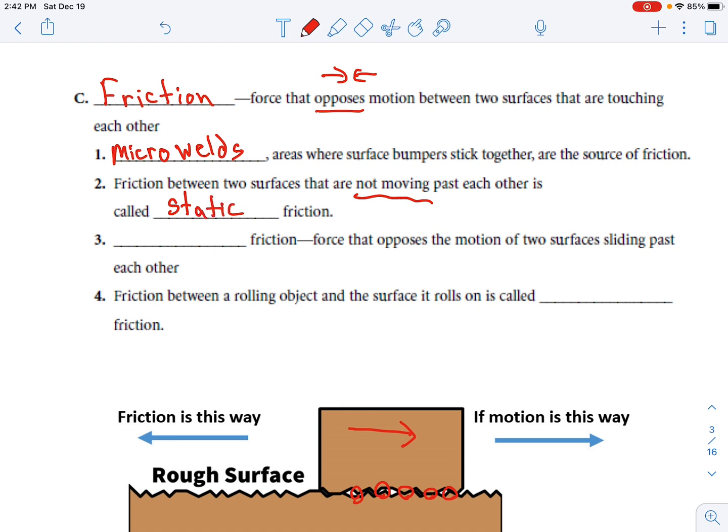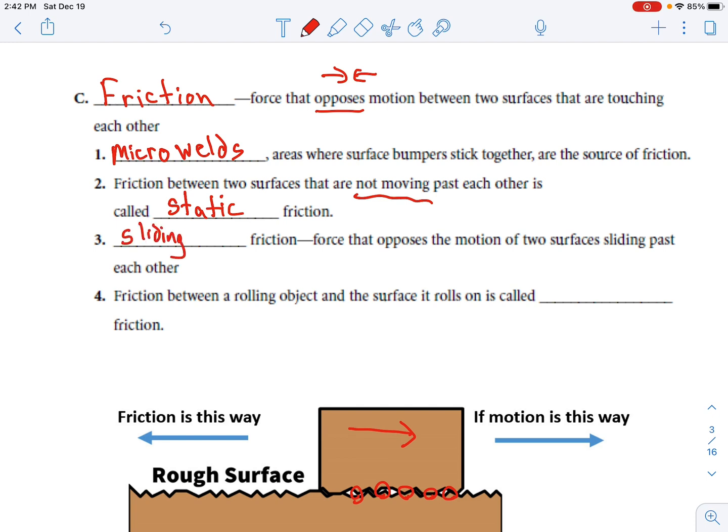S-T-A-T-I-C. Static means not moving. Okay, so sometimes there's so much friction that you by yourself can't get it to move. You might need some friends or a tow truck to get that car to move. Okay, the kind of friction you're probably most familiar with is called sliding friction.